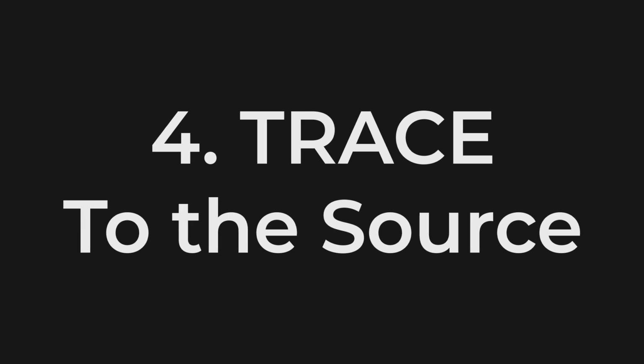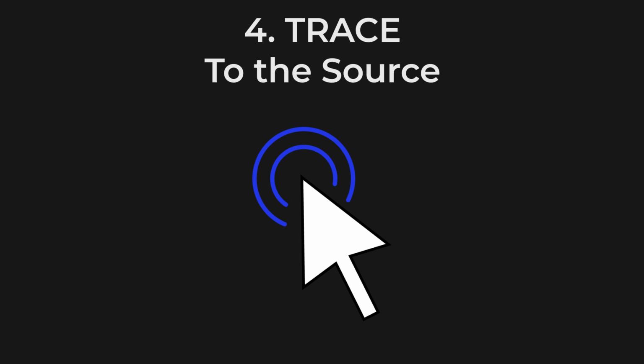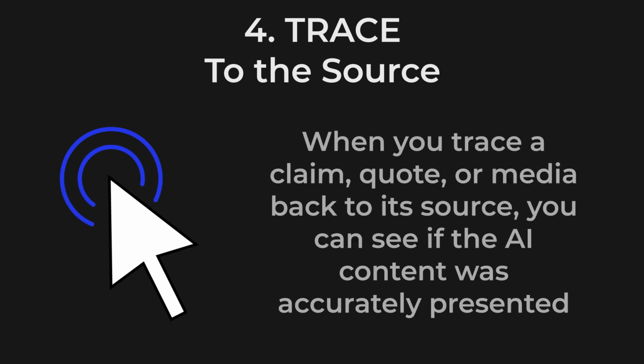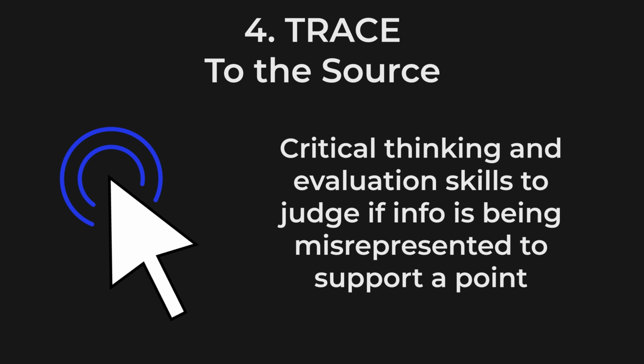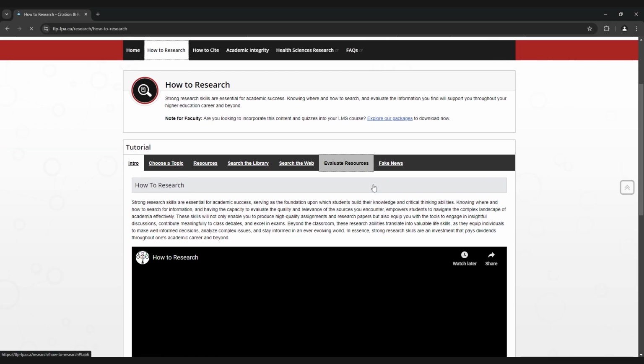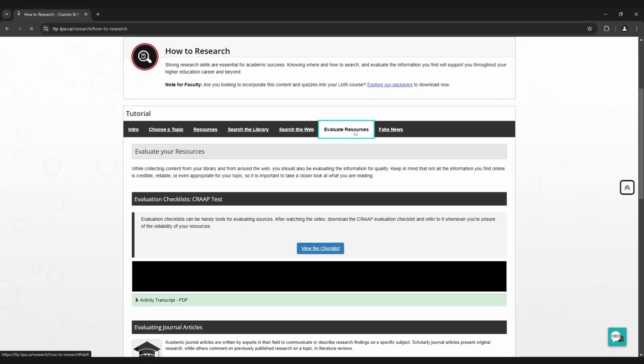4. Trace to the source. It is very important to get the whole picture and understand the context of which the information and/or media was originally created in. When you trace the claim, quote, or media back to the source, you can see it in its original context and get a sense if the version you saw in your generated AI content was accurately presented. Be sure to use your critical thinking and evaluation skills to judge if a piece of information is being misrepresented to support a point. Check out our Evaluating Resources page on the Learning Portal to learn more.